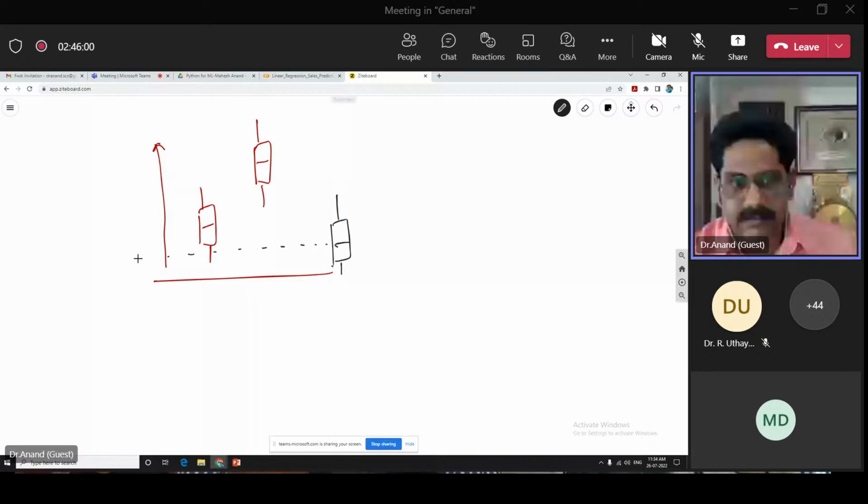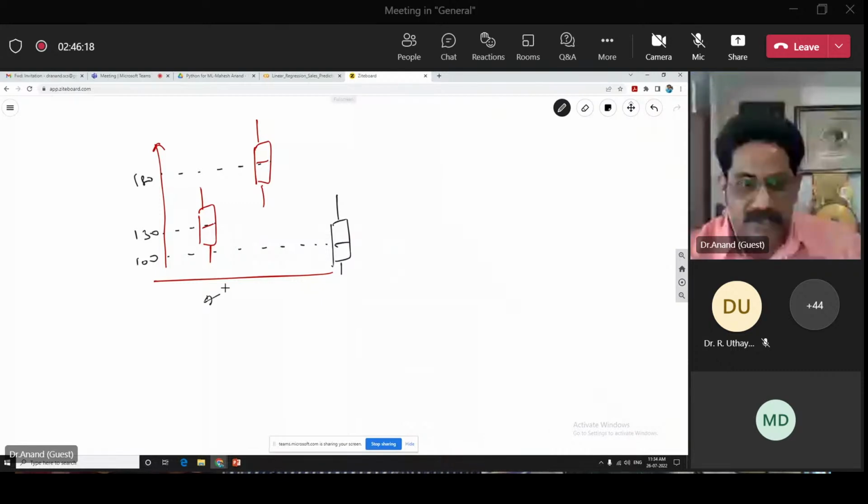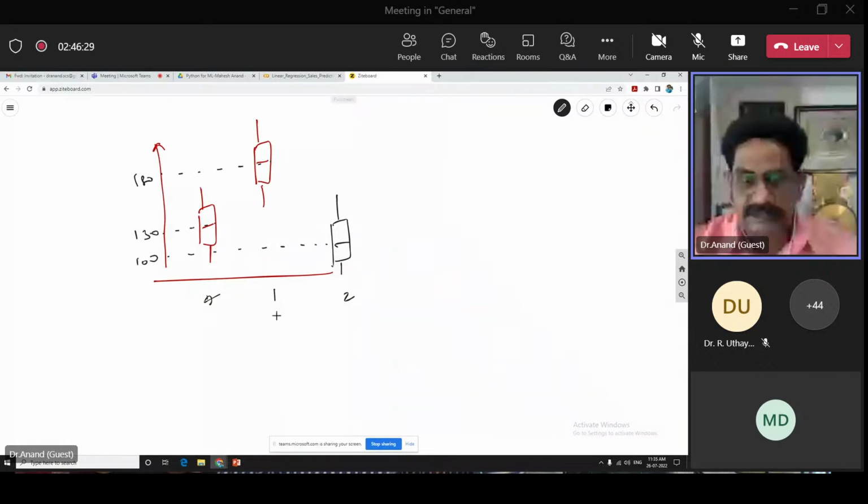Say, for example, this mean is 100 milligrams, this mean is 130 milligrams, and this mean is 180 milligrams. This time maybe I label this category as label 0, this category as label 1, and this category as label 2. You can label in any order, it doesn't matter. Your label does not matter. But I should use this label as a nominal.